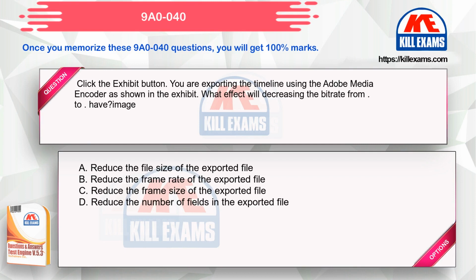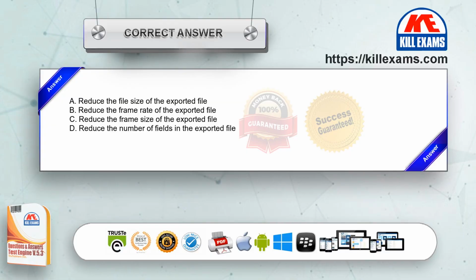Option B. Reduce the frame rate of the exported file. Option C. Reduce the frame size of the exported file. Option D. Reduce the number of fields in the exported file. The correct answer is option A.